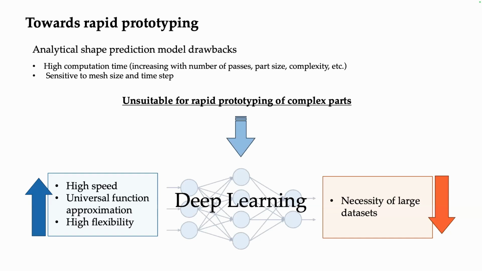A good alternative would be to use deep learning approaches because they are much more flexible and much more efficient in terms of time and speed to do this type of calculation. The downside is that they would need a very large data set in order to have a good fidelity in terms of geometrical accuracy.